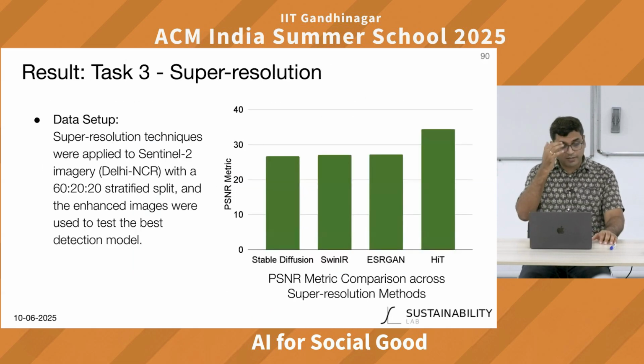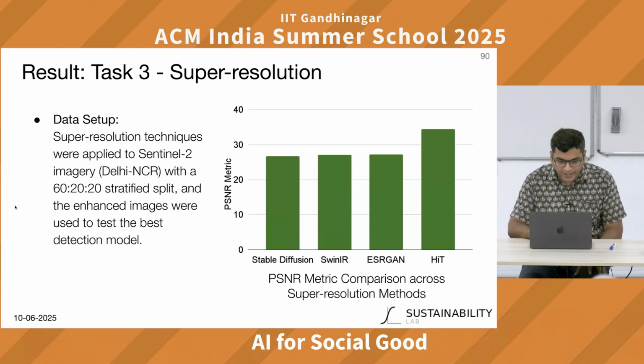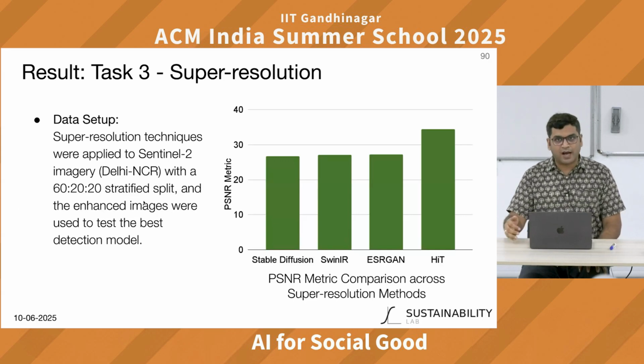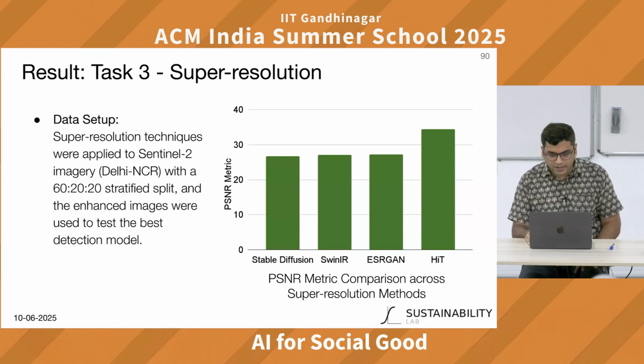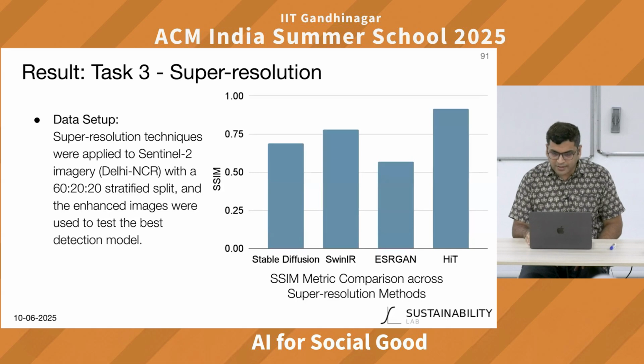The third task which we saw was super resolution, and we applied them to Sentinel-2 imagery on Delhi NCR dataset with a 60-20-20 stratified split. And once we enhanced the images, then we were using them for training. So increase the resolution, train, and then increase the resolution and test, so that the training and testing both happen on high resolution imagery. In this case, we were looking at the PSNR as well as the SSIM. There are two standard metrics used for super resolution across 3 or 4 different methods: diffusion, SwinIR, ESR-GAN, and HIT.